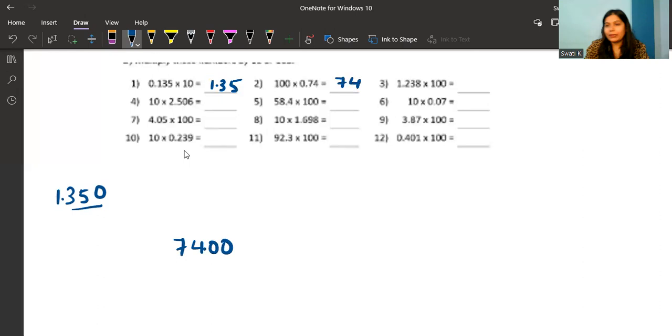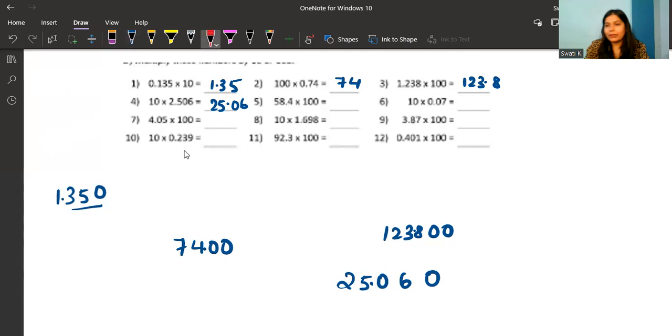Next, 1.238 into 100, so 123800, so 3 digits, so 123.8. Next, 10 into 2.506, that is 25060, and 3 digits, so 25.06. Remember, even if you write down 25.060, it is not wrong. Normally, we skip writing it. No need, irrelevant. That is why we are not writing it.